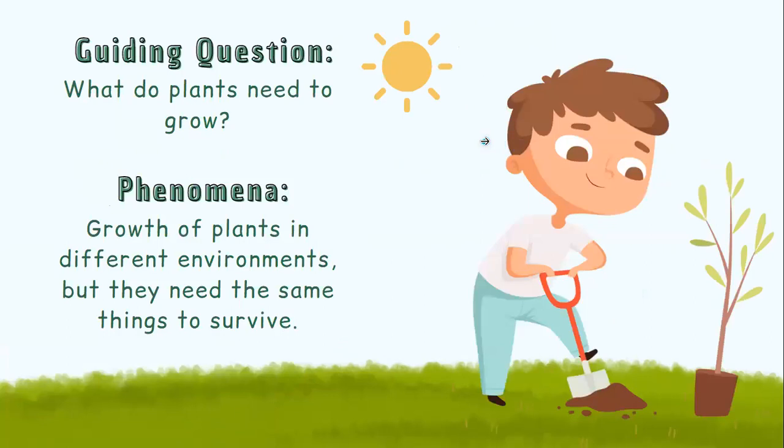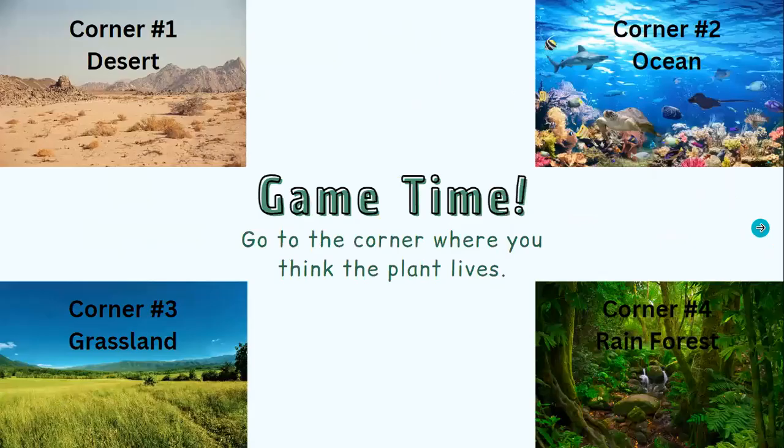So with that being said, the guiding question is, what do plants need to grow? And the phenomena that we are using is the growth of plants in different environments, such as desert, ocean, rainforest, and so forth, but they still need the same things to survive. And then Billy will talk about our engage portion of the lesson.